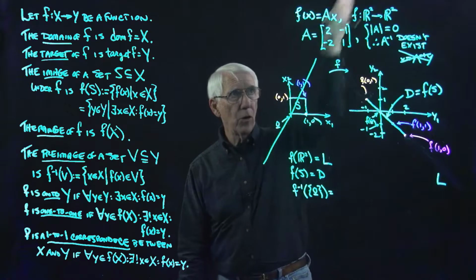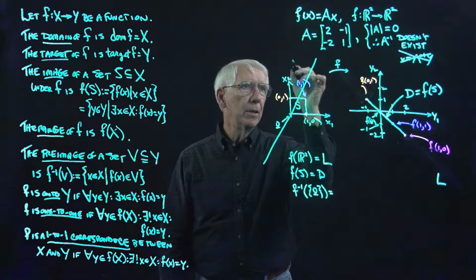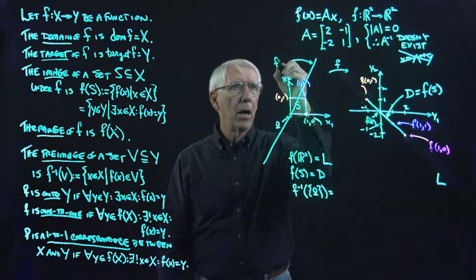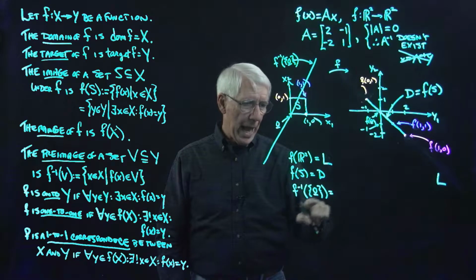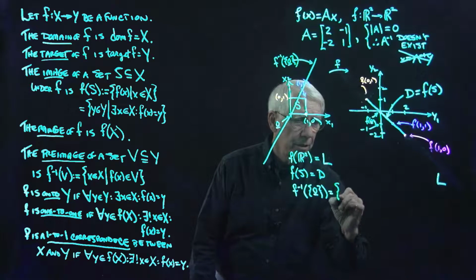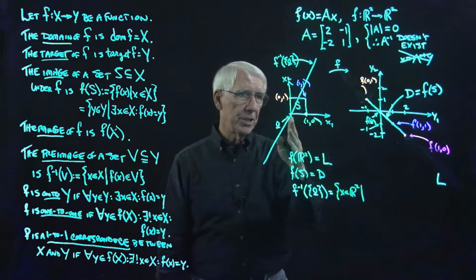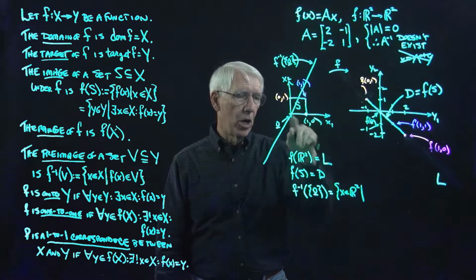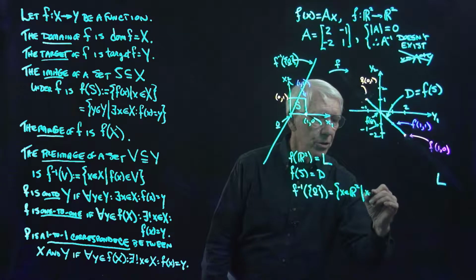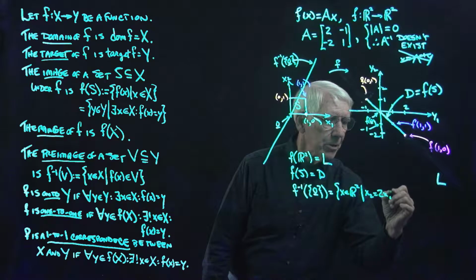Everything on that line, all the way out. This is the pre-image of the zero vector. And you can see that this is 1, 1, of course. So this is the set of all x's in here such that x2 equals 2x1, looks like, if I haven't made a mistake.